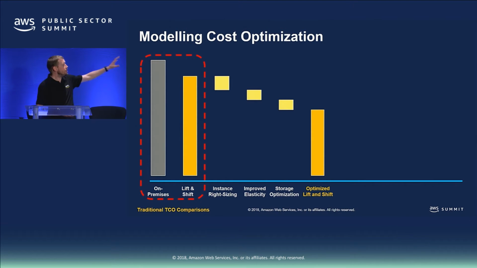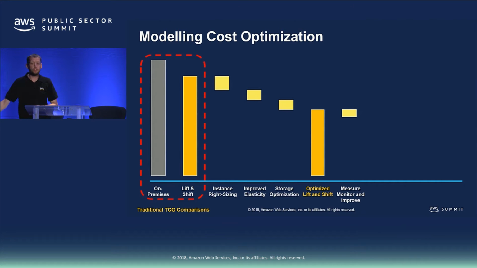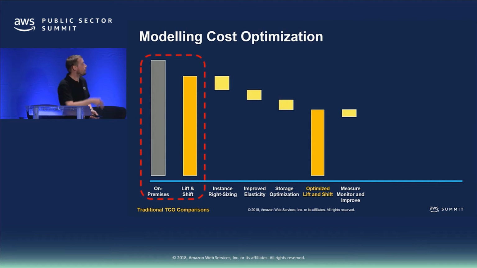So by the time you've done these, we get to what we call an optimized lift and shift model. This is where you've reduced the cost further because you're making some use of AWS capabilities. After that, we do some measuring, monitoring, and improvement because we always want to make sure that we're keeping a tab on what you're doing and how that infrastructure is being used.